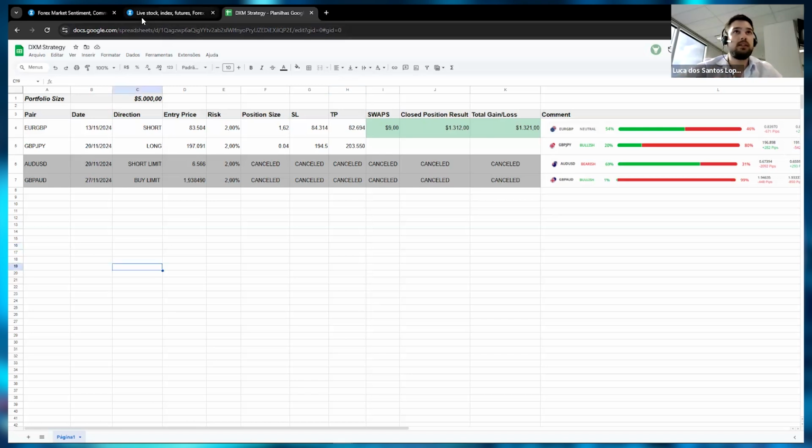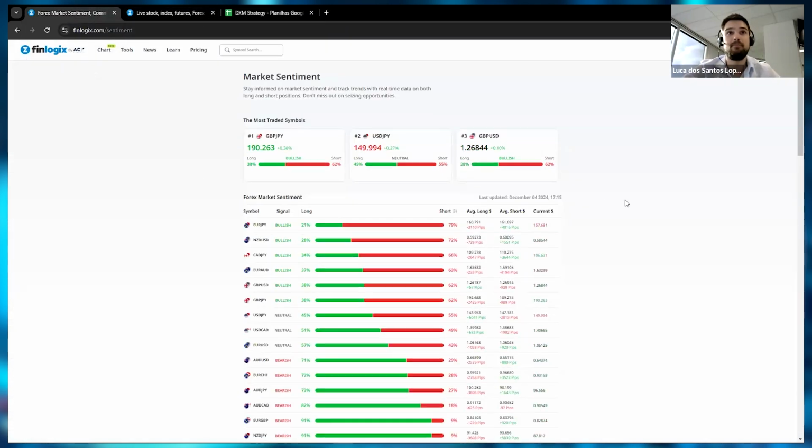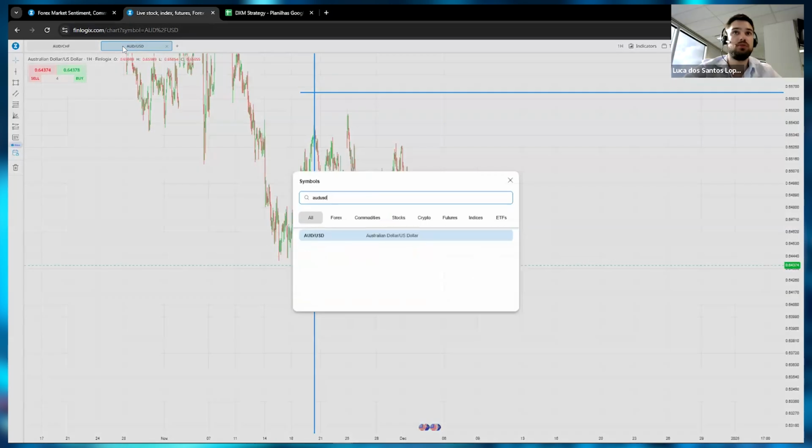Let's have a look at what we got here today then. So we got Euro JPY bullish. Not too sure about that. Euro JPY bullish.